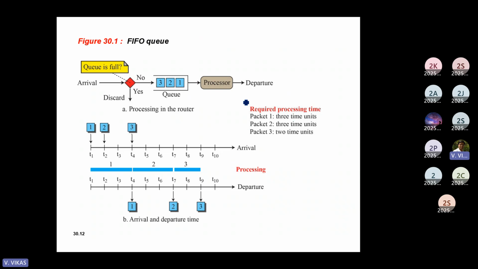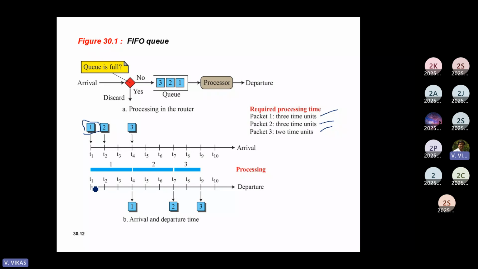So let us see this timeline diagram to understand what is happening with respect to this FIFO. As you all know, FIFO means first in, first out. So the first one has arrived at T1, second one has arrived at T2, third one has arrived at T4. But we have some requirements here. Packet 1 requires 3 time units to process. Packet 2 also requires 3 time units. Packet 3 requires 2 time units.